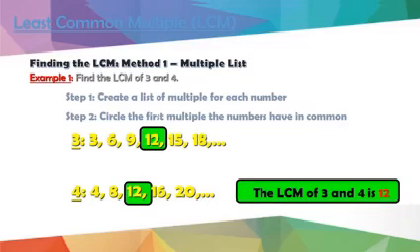So in order to find the LCM of 3 and 4, first step, list the multiples of 4 and the multiples of 3, and then circle the first number in common. The first number is 12. 12 is the LCM of 3 and 4.